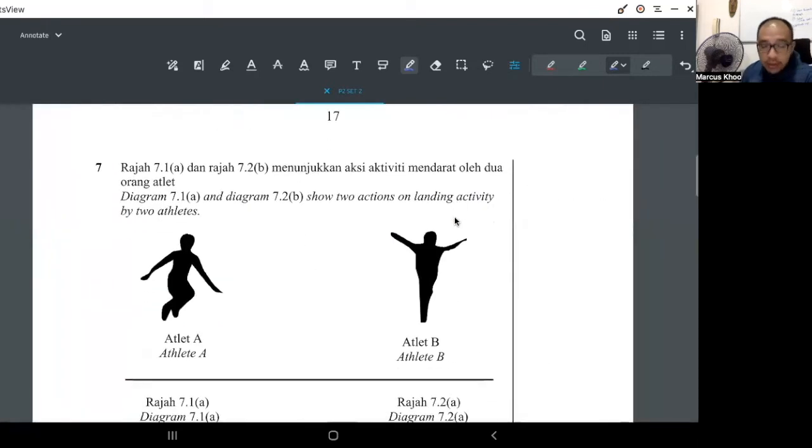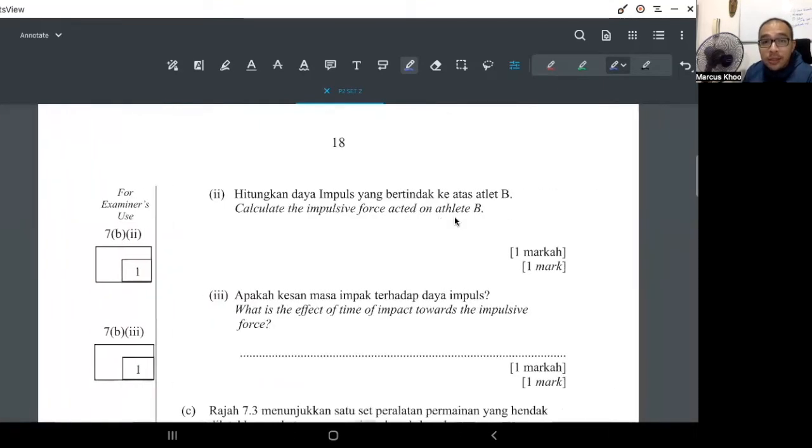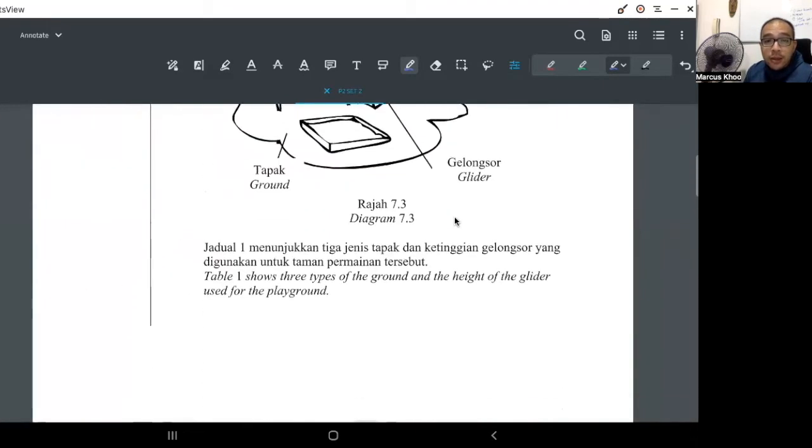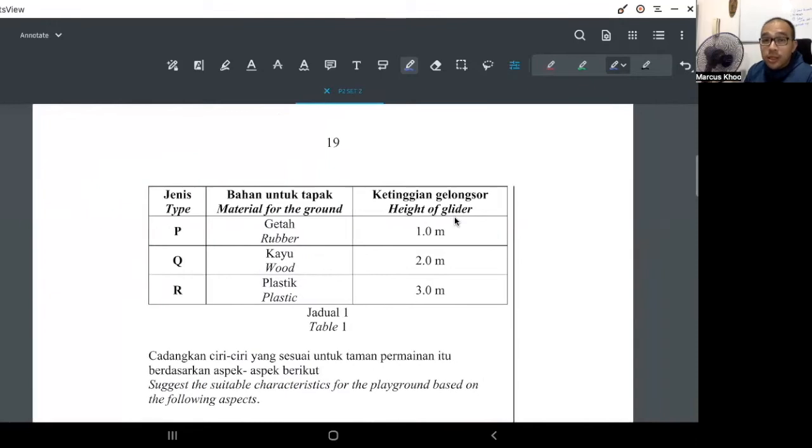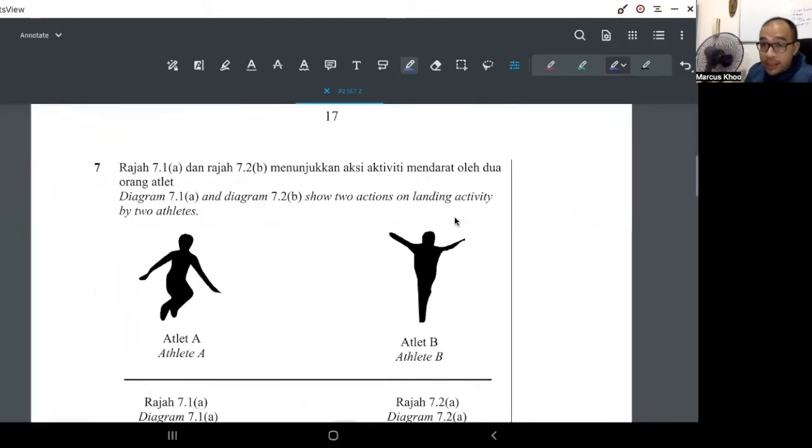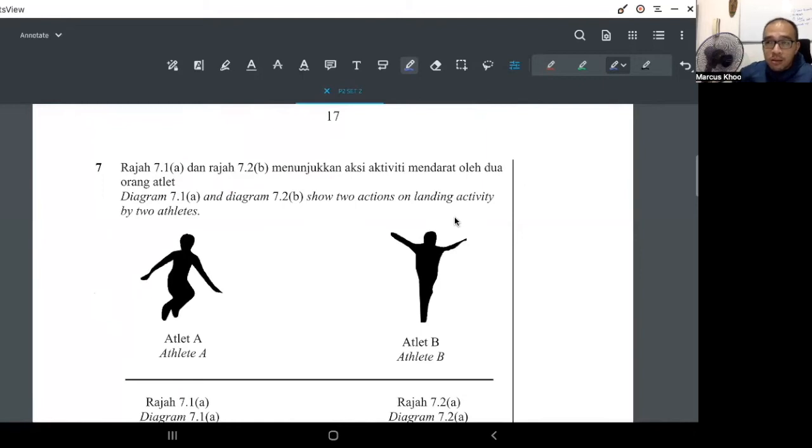Okay, question number 7. For number 7, we are expecting a making choice question, the Section B kind of question, which is what you can see here. I'm not saying that it is true, but we think that it is true. A lot of states seem to be doing this pattern, so I guess it is. 7.1 A and 7.2 B.